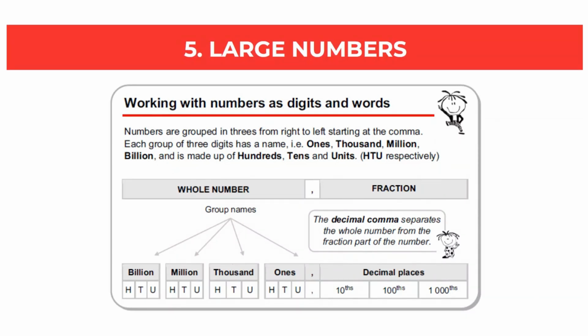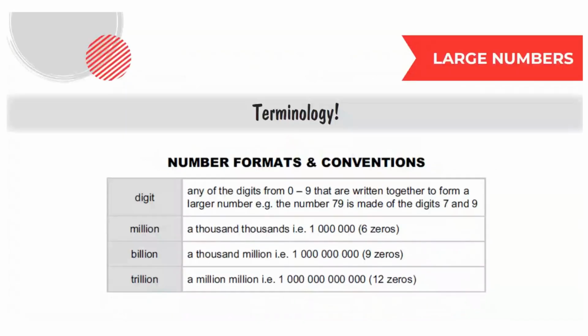We need to teach them that they need to break it down into group names. They're working with ones, thousands, millions, billions, which are then broken down into hundreds, tens, and units. So let us look at the terminology, again, that learners battle so much with. The reason I like this and the way it's presented is that it gives us the definition in words, and it makes sense to a lot of our learners as well as visually.